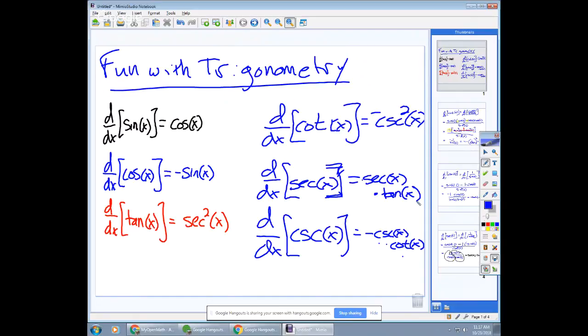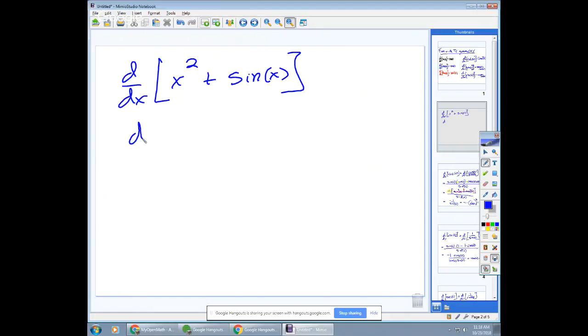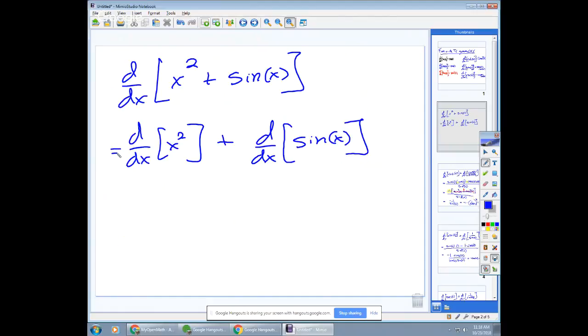So let us take a look at some other combination of functions. Let's find the derivative with respect to x of something like x squared plus the sine of x. We're going to combine functions and see what happens. So we have a rule about sums that says we can break it up. So this would be the same as the derivative of x squared plus the derivative of the sine of x. The derivative of x squared is 2x, and the derivative of the sine is cosine of x. Not too bad.